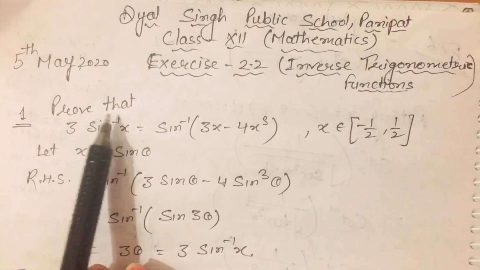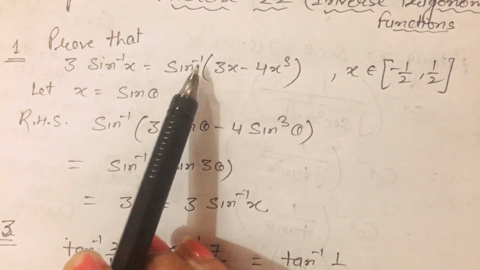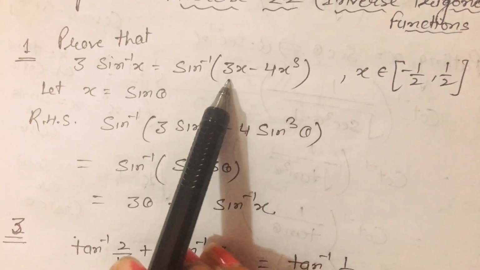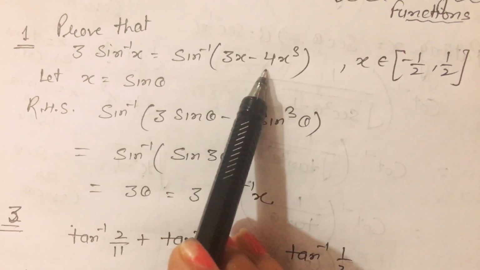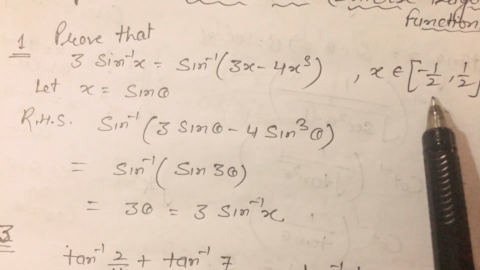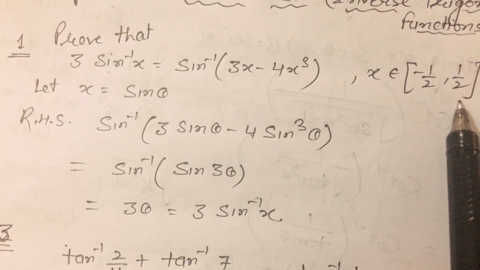Now question number 1 of exercise 2.2: prove that 3 sine inverse x is equal to sine inverse of 3x minus 4x cube. Look at this, this is 3x minus 4x cube. You read about the formula 3 sine theta minus 4 sine cube theta is equal to sine 3 theta, where x belongs to minus 1 by 2 to 1 by 2.